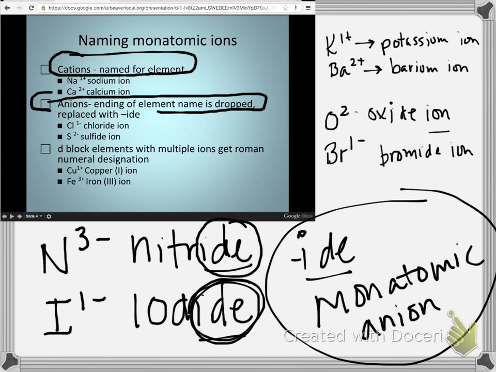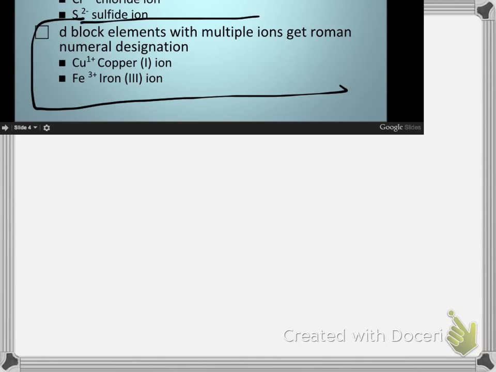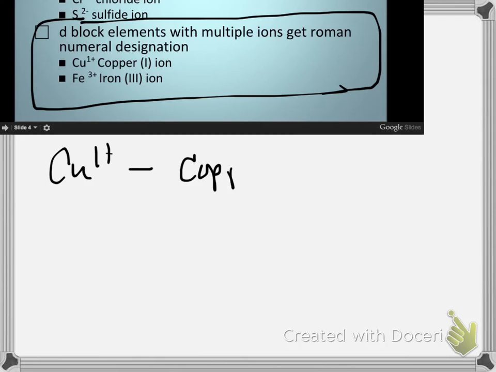Okay? So, the D block elements that you have the big list of on the back of this sheet, they get these Roman numeral designations, and we actually name the charge when we name the ion. Because we can't just say, oh, it's a copper ion. Oh, it's a chromium ion. We have to say what the charge is. So, Cu1 plus is called a copper 1 ion, and that 1 is given in Roman numerals in parentheses. Both of those pieces are important.